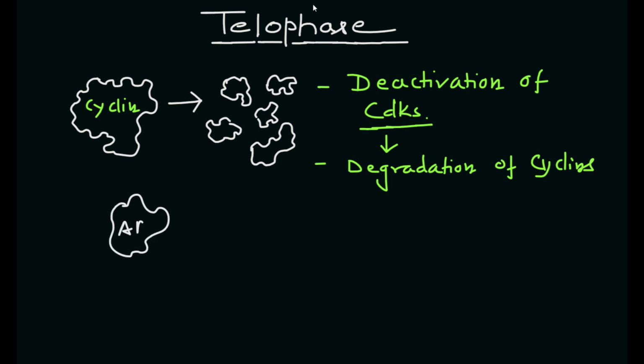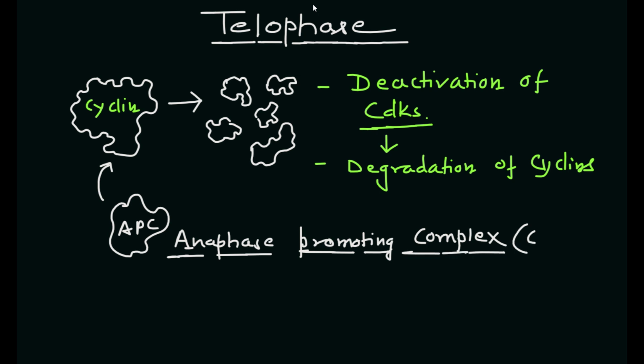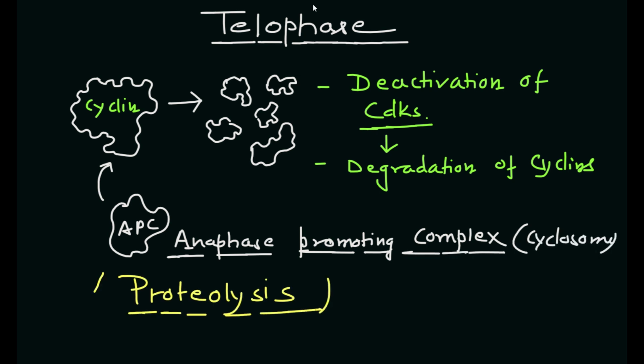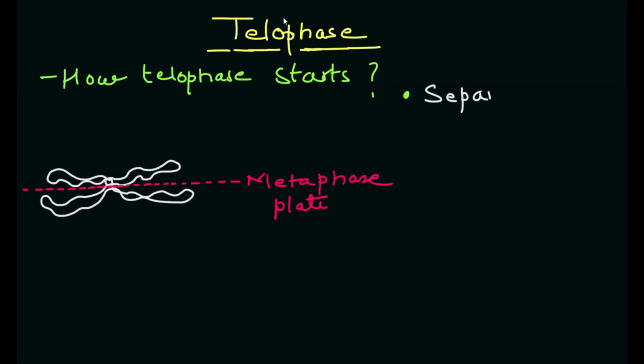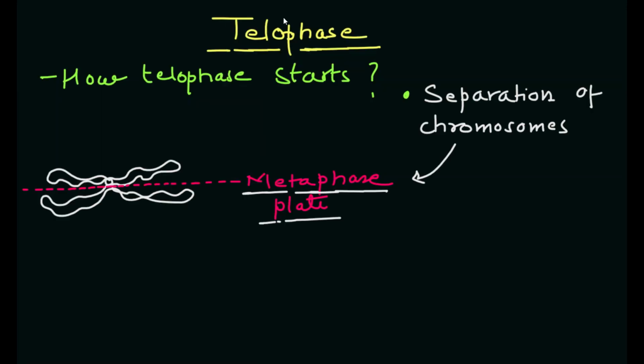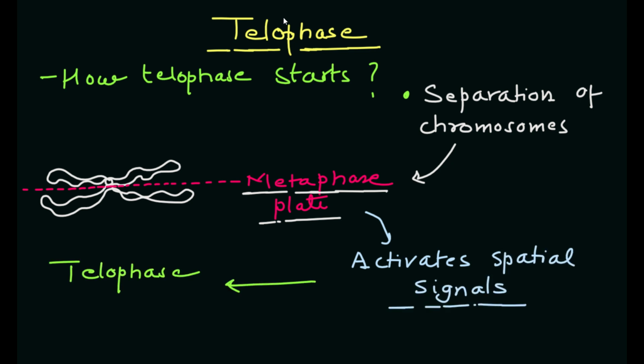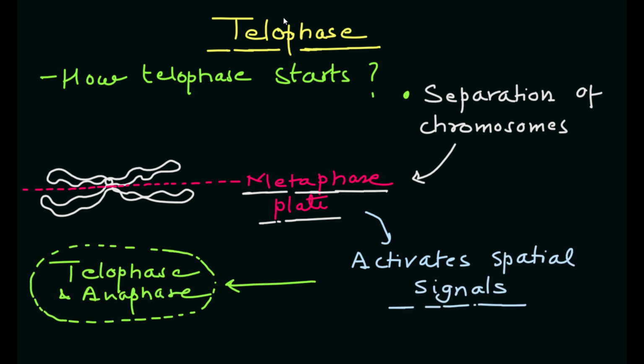The Anaphase promoting complex, which is APC, and again it's also known as Cyclosome, targets cyclins for degradation through proteolysis. The separation of chromosomes from the metaphase plate during Anaphase can activate spatial signals that initiate telophase.